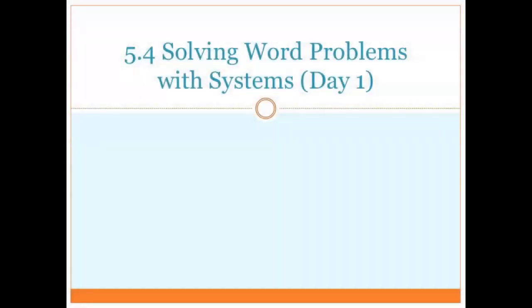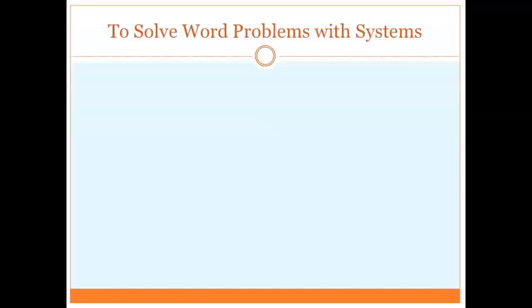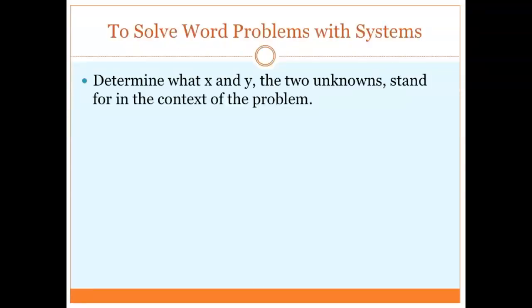Up to this point, we've learned 3 different methods of solving systems of equations, and now we're going to apply those methods to solving word problems. So to solve word problems with systems, you'll need to first start off by determining what x and y, which are the 2 unknowns, stand for in the context of the problem.